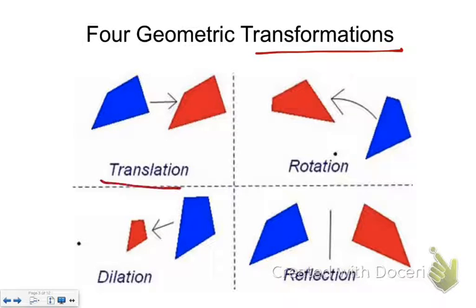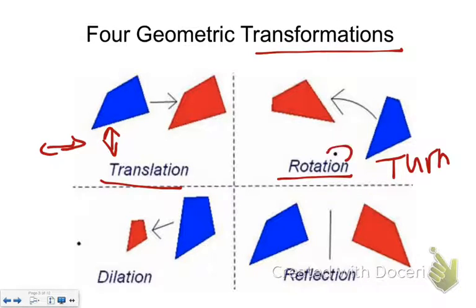A translation, which is a slide either left or right, or up and down on our coordinate plane. A rotation, which is a turn about a point, that's that little dot right there. We have a dilation, which is a change in size.